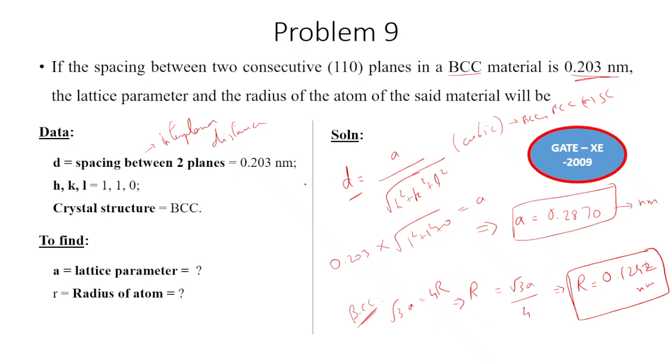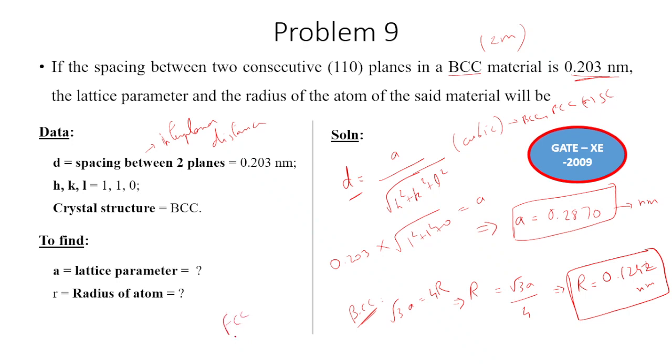So now we have found the lattice parameter and the radius of the atom. This was a GATE 2009 question. This is a 2 mark question, a bit easy. Sometimes there's a probability of making a mistake in calculating the radius part, for BCC and FCC. FCC is a problem.